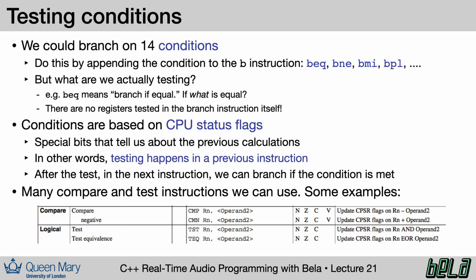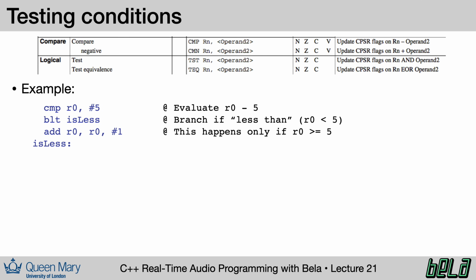Now there's lots of different test instructions that we could use. Here at the bottom of the slide are a couple of them. For example, we could have a compare instruction. Compare a register to operand 2. Now we've seen operand 2 before. Remember, that could be a constant value, it could be another register, it could be a register bit shifted by a constant, etc. A similar instruction is called test, the main difference between compare and test being whether they're performing arithmetic or Boolean operations on the registers. Here's an example of how we might use that in practice.